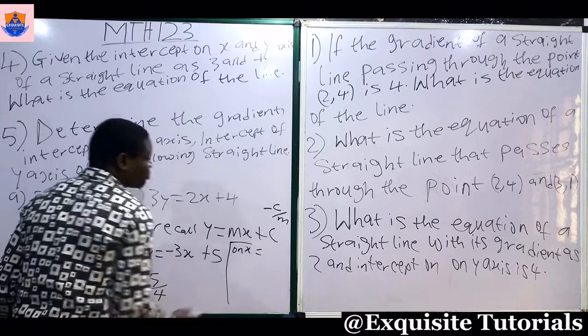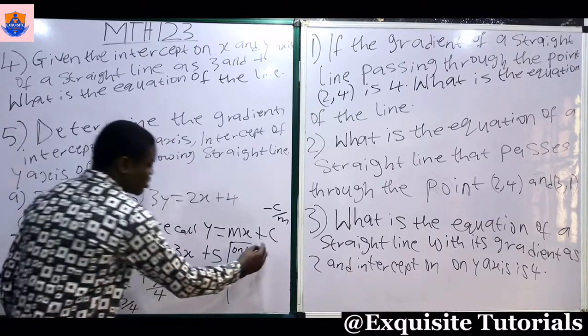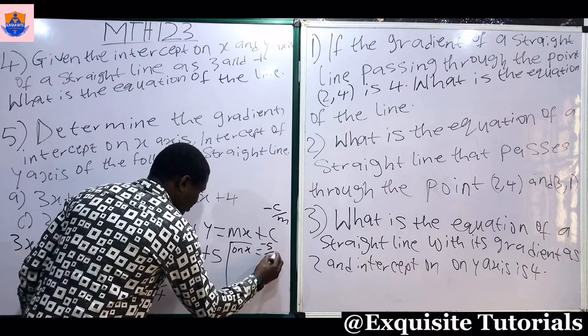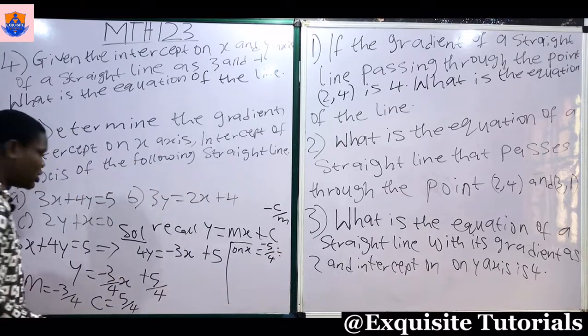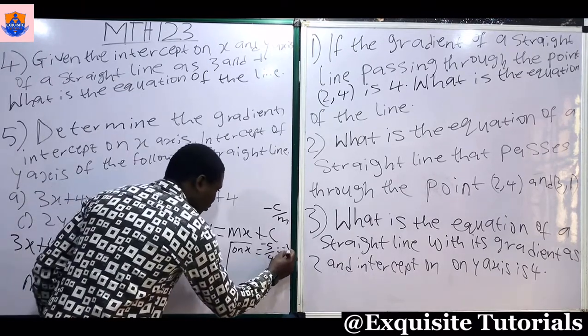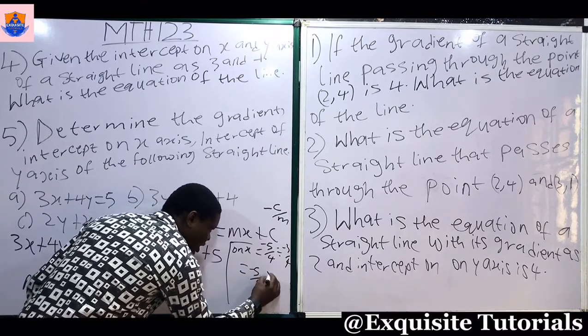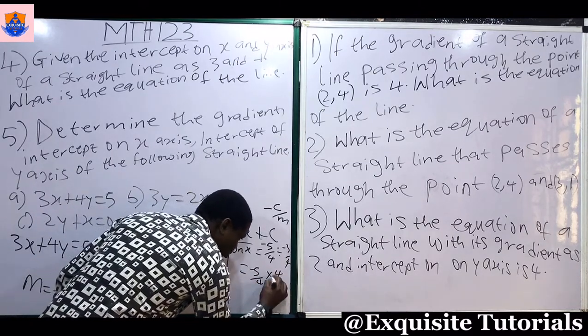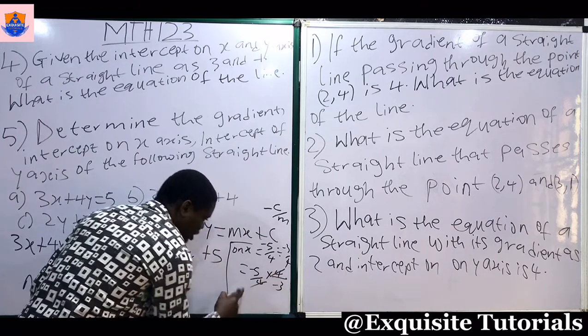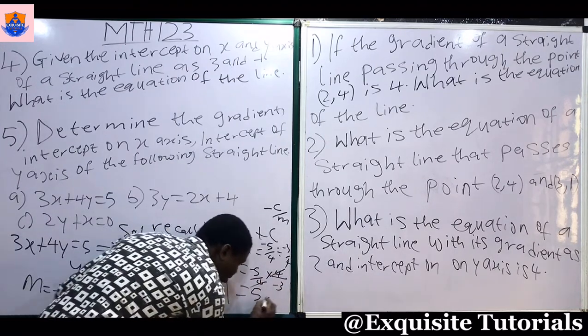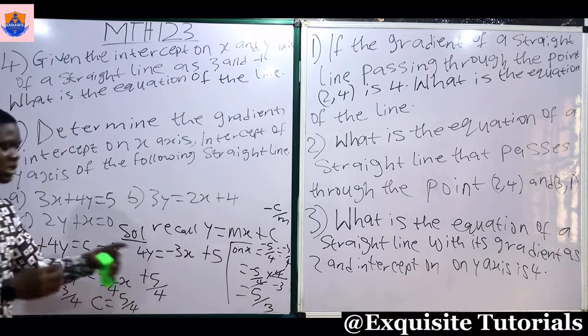will be minus 5 over 4 divided by the gradient, which is minus 3 over 4. So this is minus 5 over 4 times 4 over minus 3. The 4 cancels out, the minus cancels out. So the intercept on the x-axis is 5 over 3.